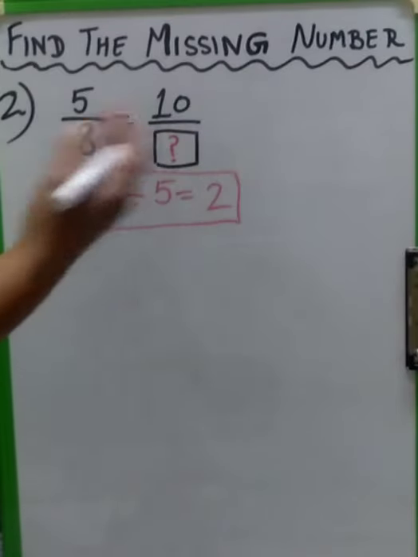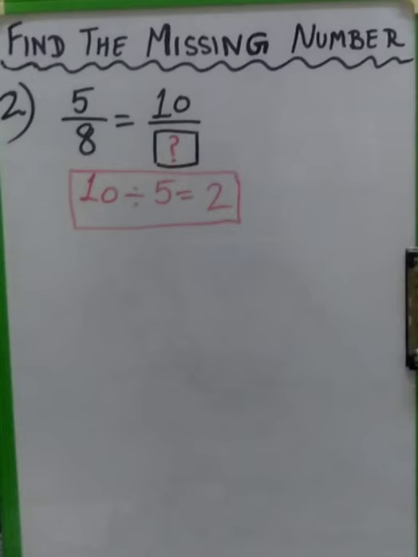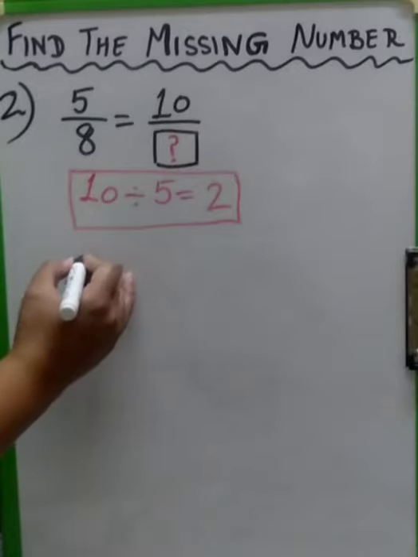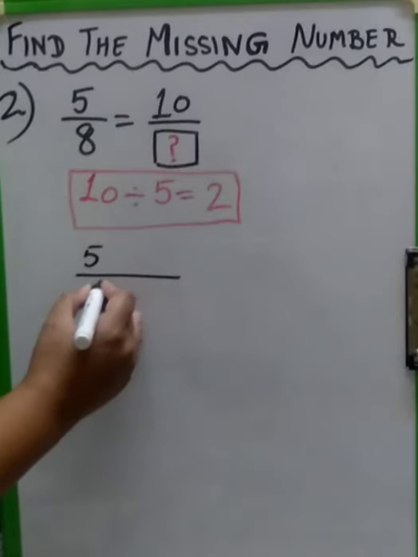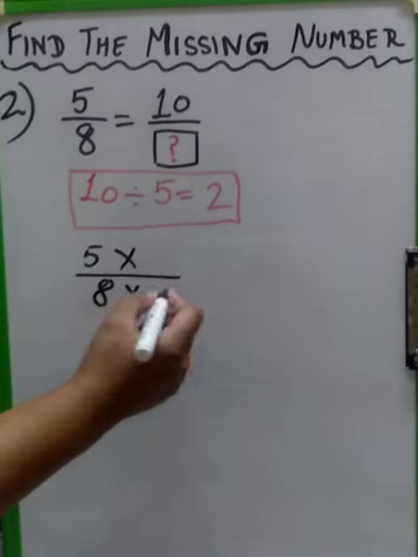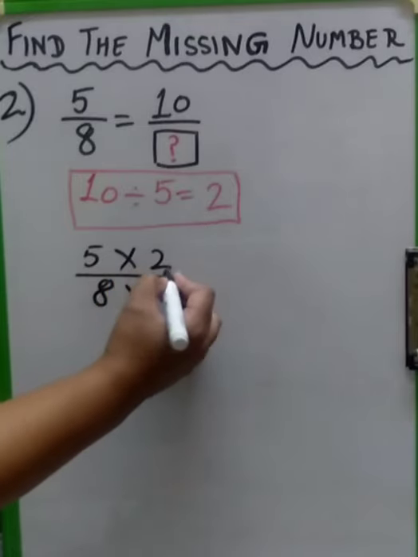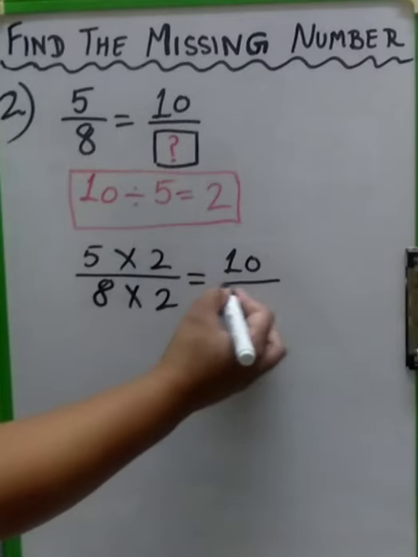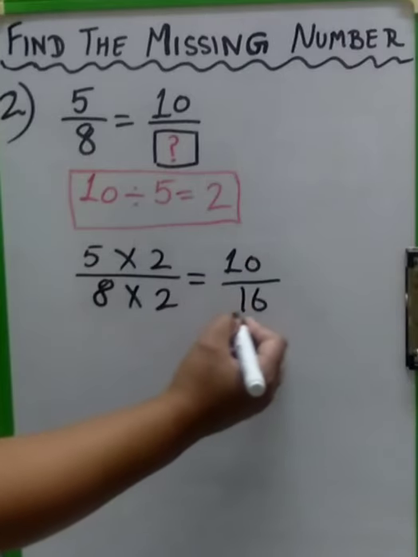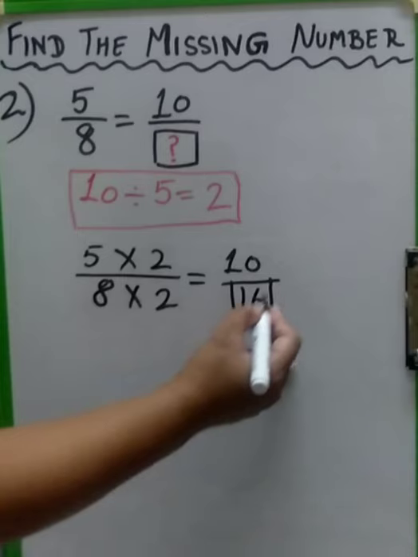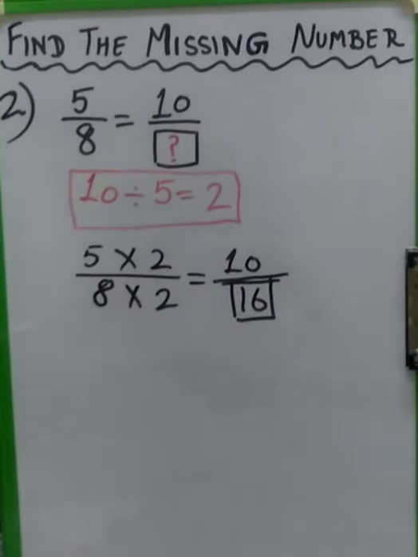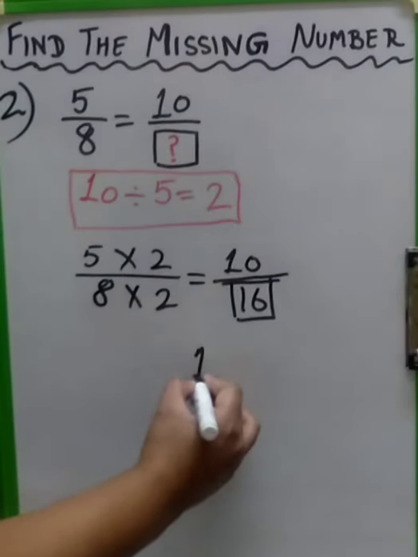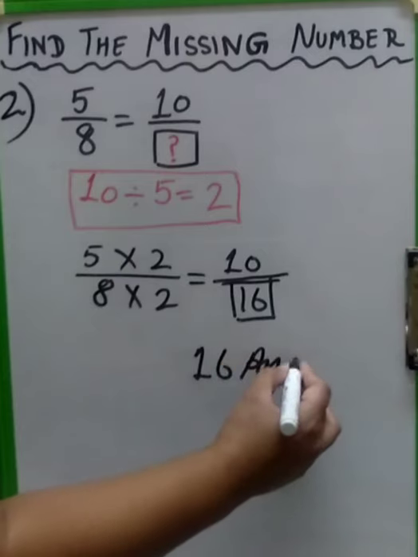You can always check from the given numerators or the given denominators which is the bigger one. You can divide it by the smaller one. So it means we need to multiply now. We have found out the number. We need to multiply both numerator and denominator by 2. So what will you get? 5 2s are 10 and 8 2s are 16. It means what is the fill up here? The missing number is 16 here. So 16 will be your answer.